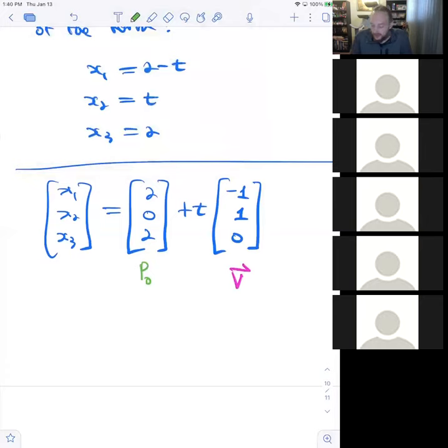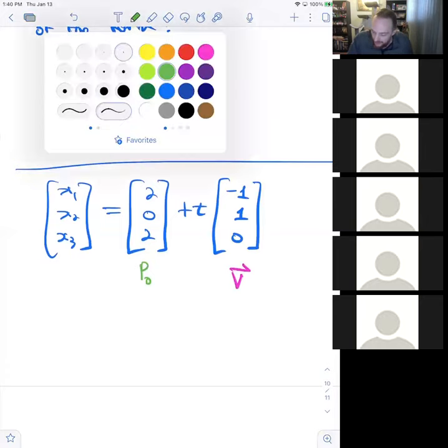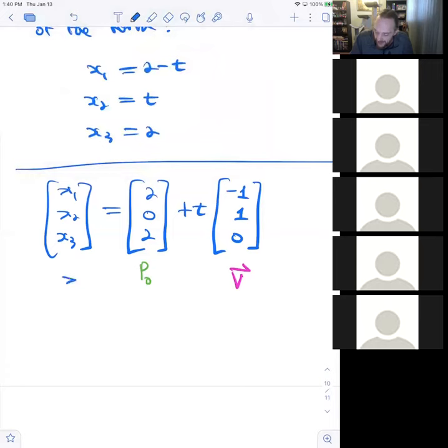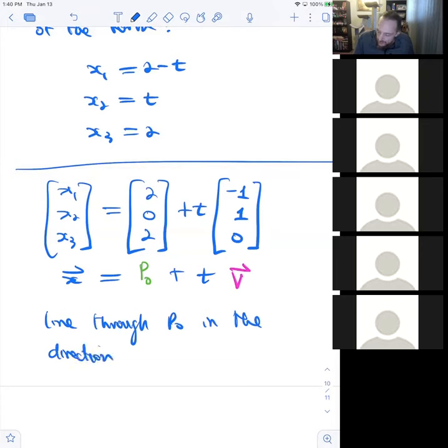This is the vector v in the direction, and this is the point p naught. And what do you need? You need this vector x to equal p plus tv. And so this is a line through p naught in the direction of v in 3 space.